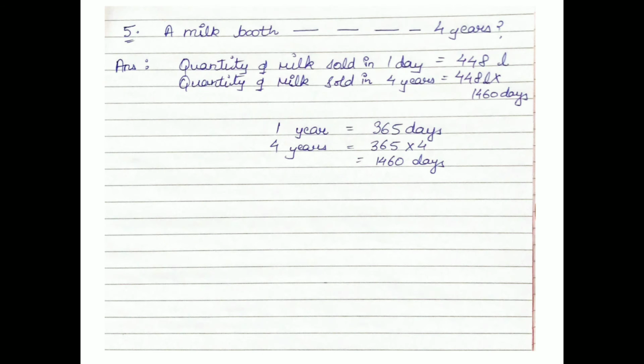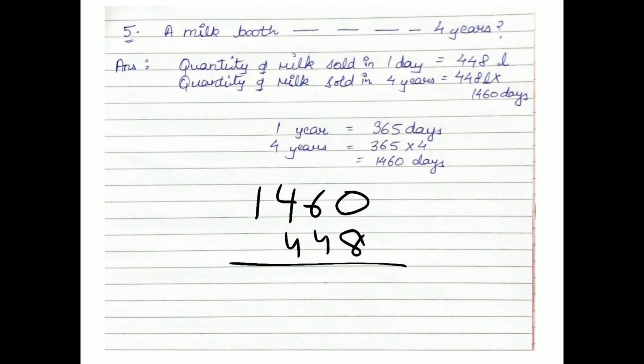So see, the quantity of milk sold in one day will be 448 liters. Quantity of milk sold in 4 years is 448 liters into 1460 days. 1 year, you know there are 365 days, and in 4 years there must be 1460 days. 365 you multiply by 4. Now student, what do you have to do? You write the bigger number up and 448 down.